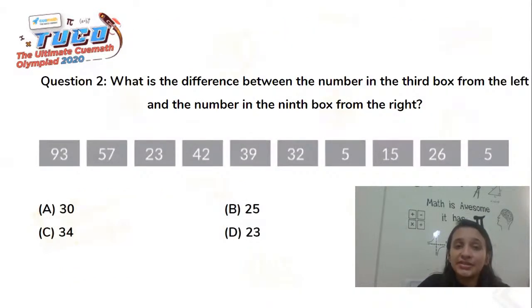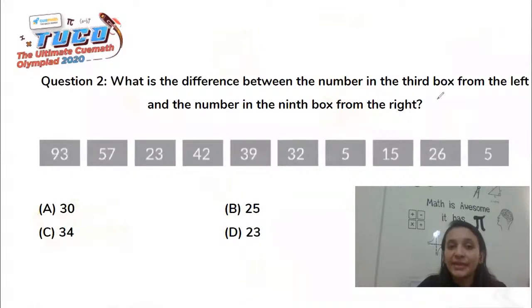Going forward to the next question. It says, what is the difference between the number in the third box from the left and the number in the ninth box from the right? So as you can see here, we have some numbers listed and there's no left or right given here. So now we would be marking our left and right. So this is the left and this is the right.